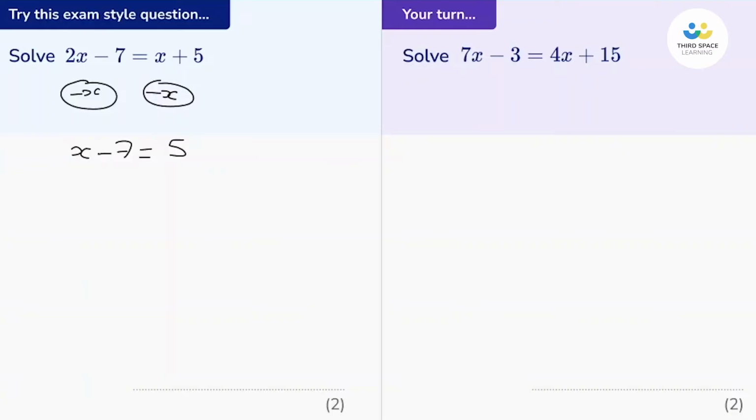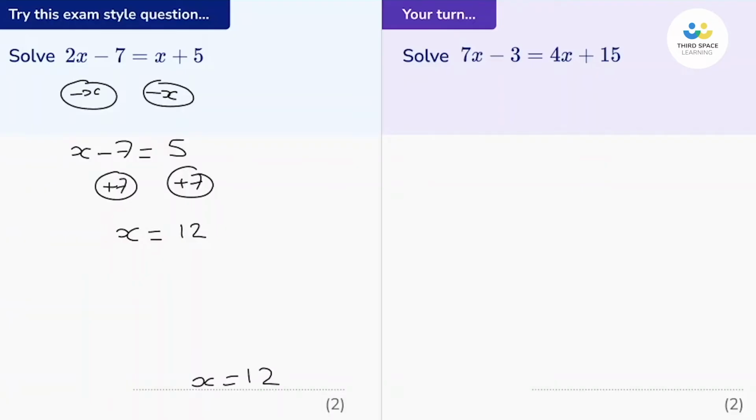Next, we've got an x on the left, which is good, but we've also got a -7 there, which we don't want. So let's get rid of it by doing the opposite, which is add 7. So we'll add 7 to the left and add 7 to the right. So the left-hand side now, we're just left with x, because -7 add 7 is 0. Equal sign still lined up, and 5 plus 7 is 12. So there we go. X equals 12 is our answer.